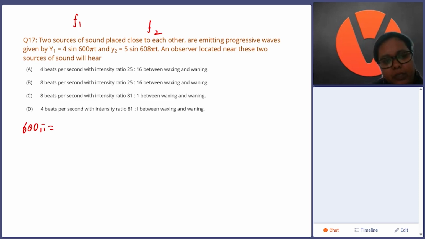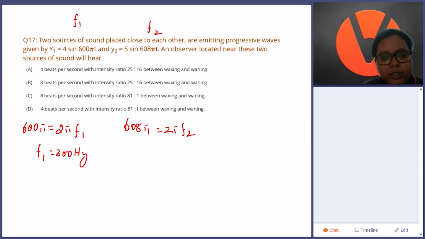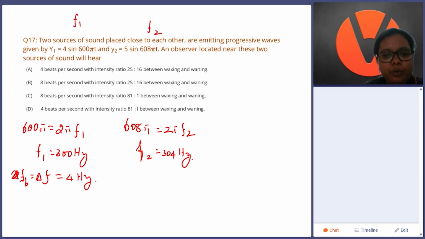600 pi is equal to 2 pi f1, and 608 pi is equal to 2 pi f2. So what is f1 here? 300 hertz. And what is f2 here? 304 hertz. So what is beat frequency? Beat frequency is nothing but change in frequency. So this should be 4 hertz, 4 beats per second.